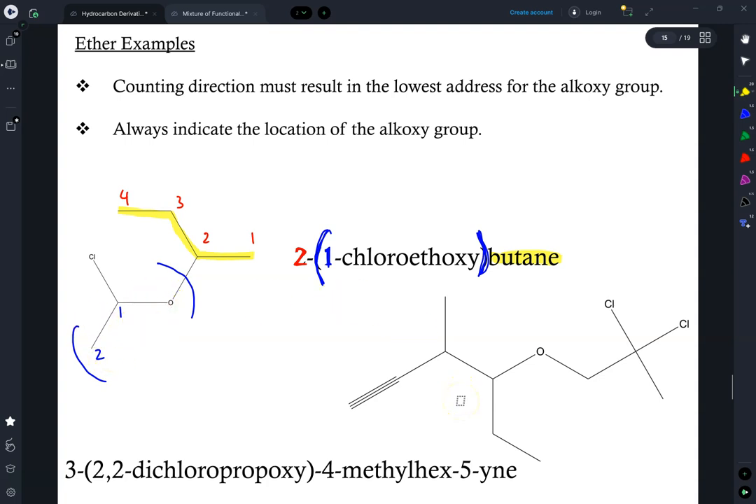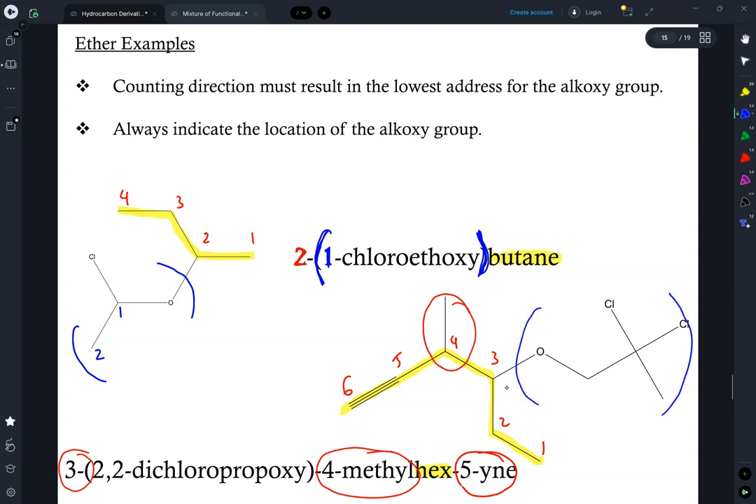In the bottom example, we're going to choose the longest continuous carbon chain again to be your parent chain. So that would be a 1, 2, 3, 4, 5, 6 carbons here, which is why we have a hex. And since we want the oxygen bridge to be the lowest possible number, we're going to count from right to left, giving it 1, 2, 3, 4, 5, and 6. So that's why there's a number 5 ine, to show that the triple bond is located on number 5 carbon. And then we have a 4-methyl. And then we have on the number 3 carbon something interesting popping up, our alkoxy branch.